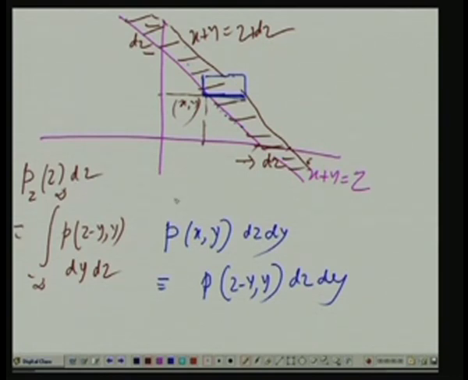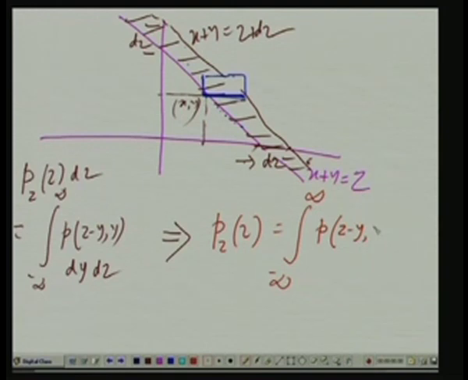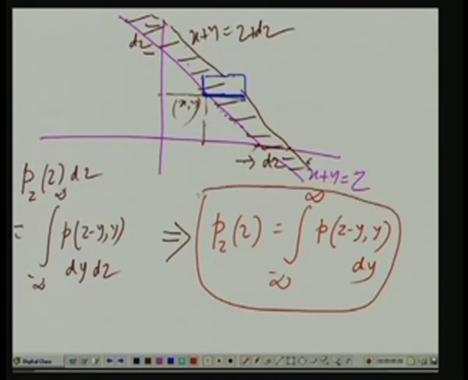You can cancel dz from both sides. This leads to the following. Okay, this is the relation. Now comes something very important.